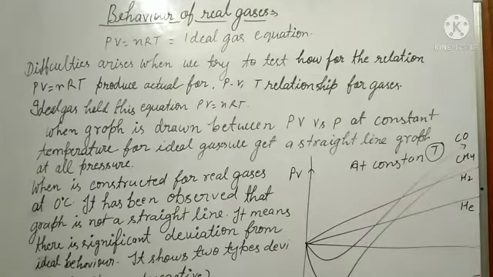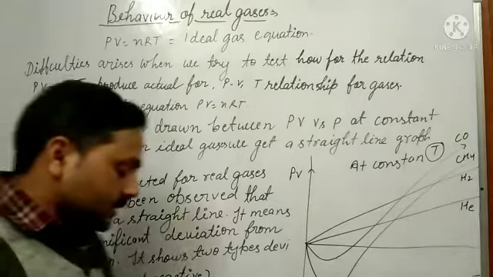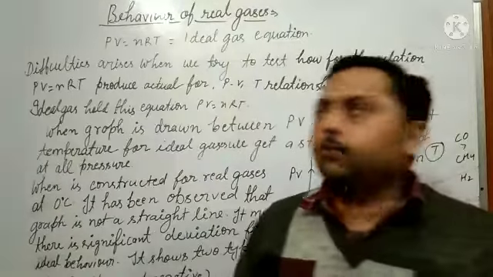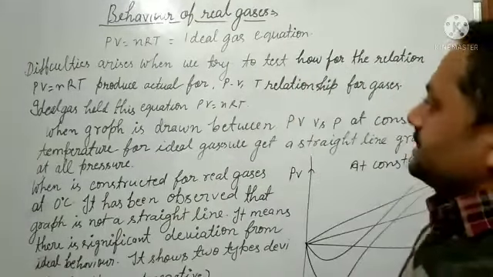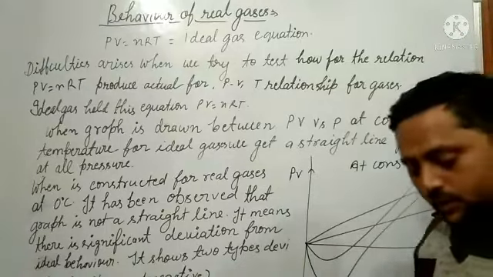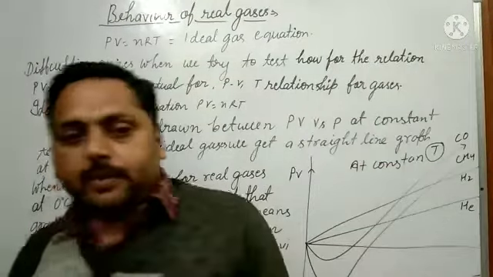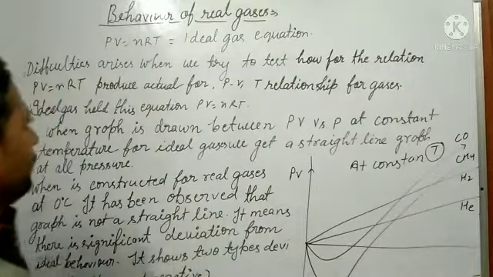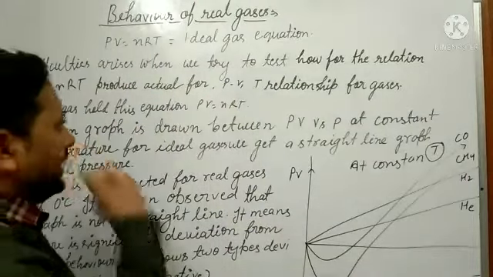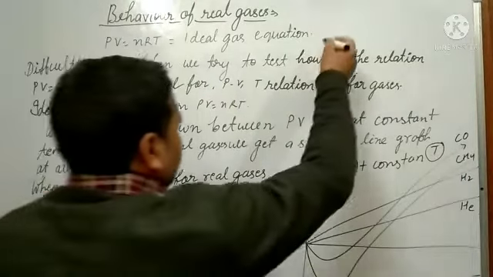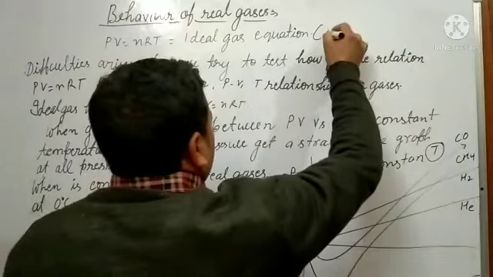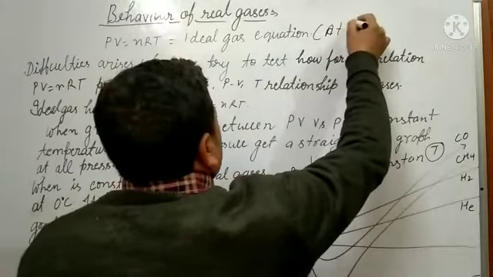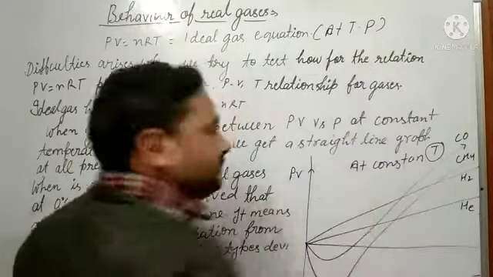So what we have discussed here is the behavior of real gases. Okay. The ideal gas equation is PV = nRT. An ideal gas follows this equation at all temperature and pressure. Okay.